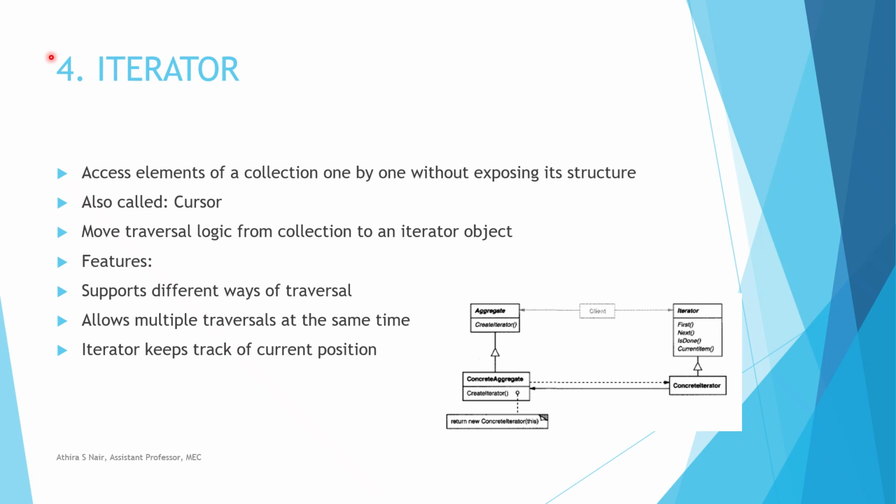So the key idea in this pattern is to take the responsibility for access and traversal out of the objects and put it into an iterator object. So the iterator class defines an interface for accessing the elements, and the iterator object is responsible for keeping track of the current element. That is, it knows which elements have been traversed already.